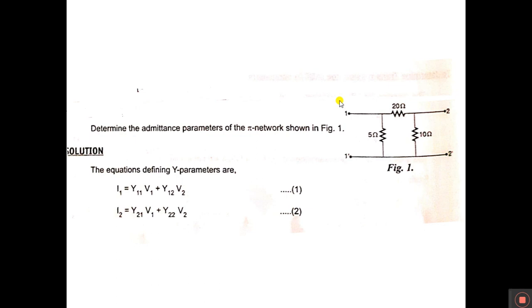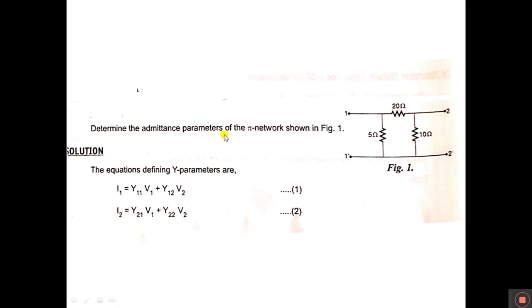Right. Example 2. This is a very important, basic question. Determine the admittance parameters of the pi network shown in figure. Right? Here two ports are given. You need to find out all the parameters. Why is it called pi network? This looks like pi.